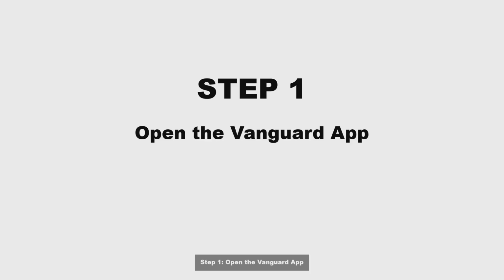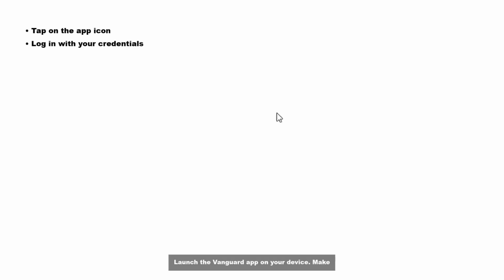Step 1. Open the Vanguard app. Launch the Vanguard app on your device. Make sure you're logged into your account to access the settings.